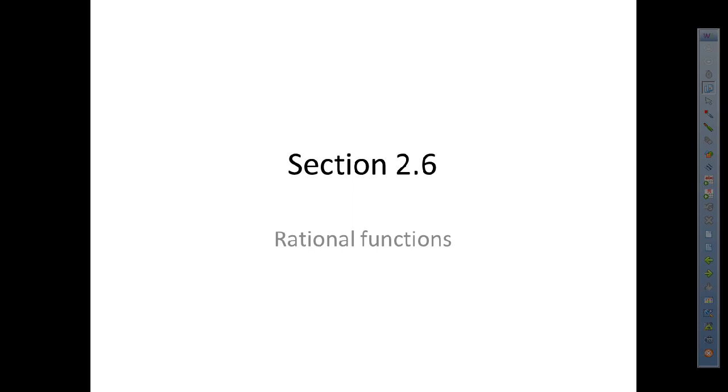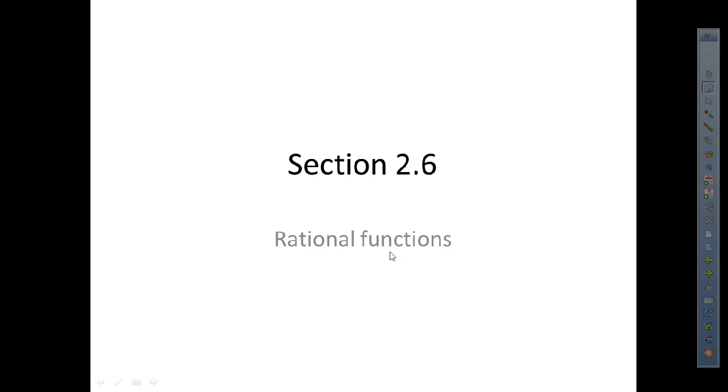Alright, so we're starting with section 2.6, and this section is about rational functions. Now, a rational function is similar to a rational number. If you remember, a rational number is a number that can be expressed as a fraction, such as 1/3, 5/6, 2. You can always express 2 as 2 over 1, so you can express it as a fraction. So any rational number is a number that can be expressed as a fraction.